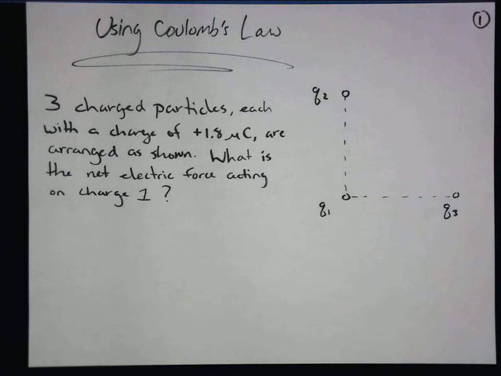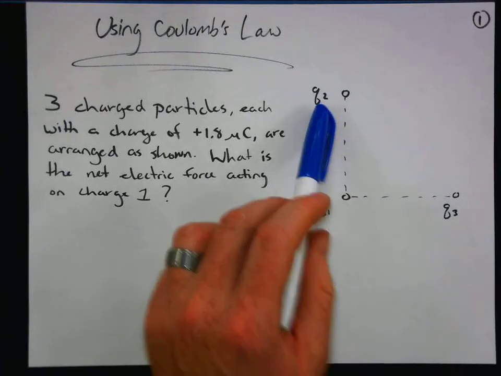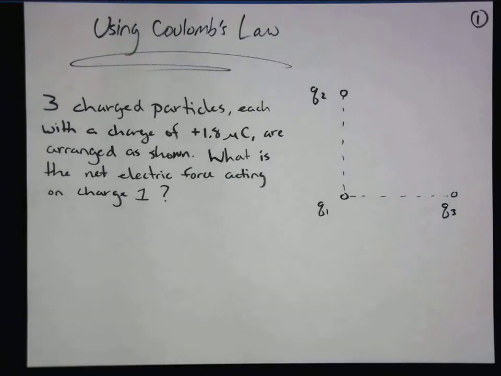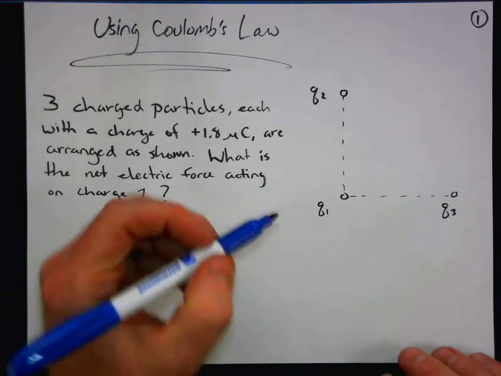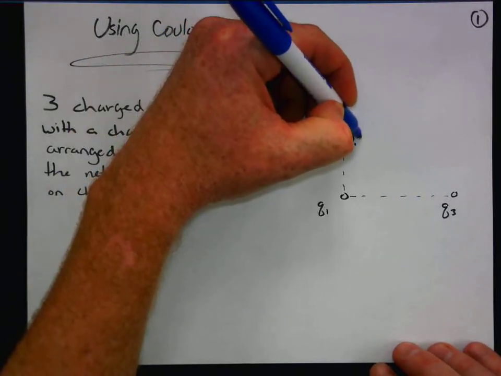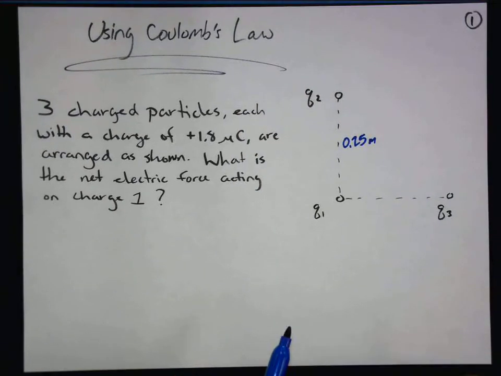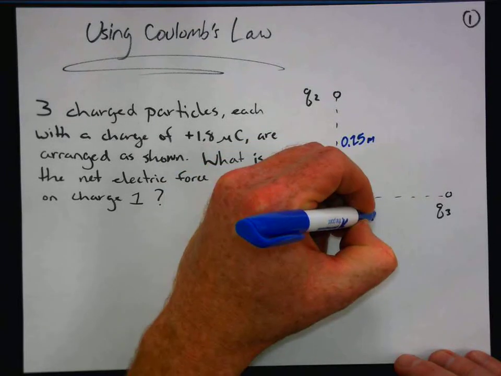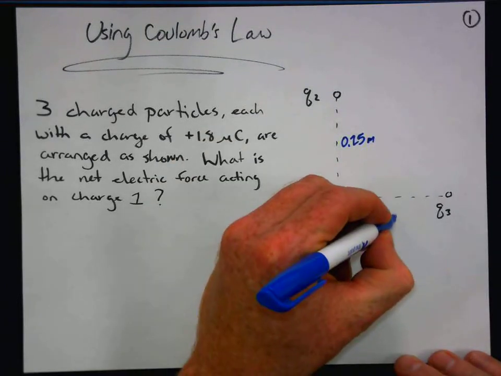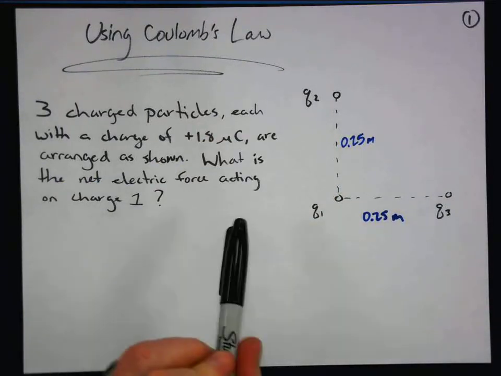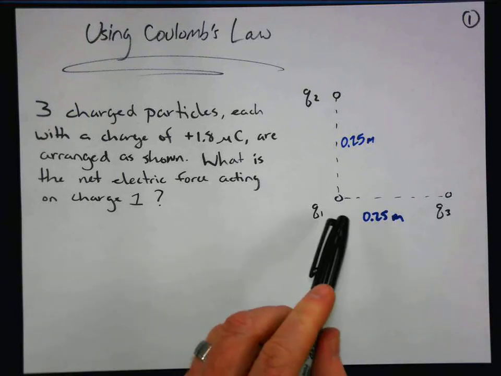So we have three charged particles, charge 1, charge 2, and charge 3, arranged like this. Each particle has a given charge of positive 1.8 microcoulombs. And one more bit of information we're going to need to know is how far apart the charges are placed. So the distance between charge 1 and 2 is going to be 0.25 meters. The distance between charge 1 and 3 will also be 0.25 meters. And we're asked, what is the net electric force acting on charge number 1, acting on this guy right here?